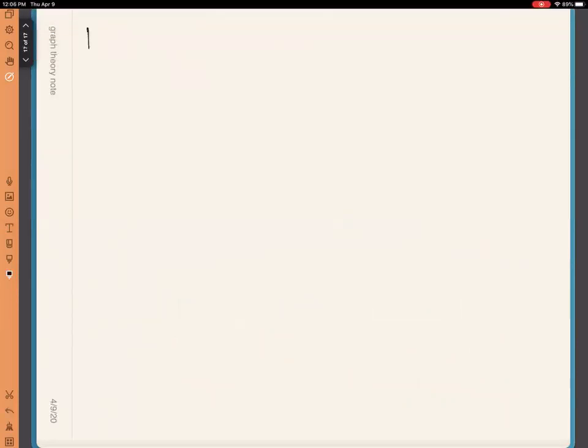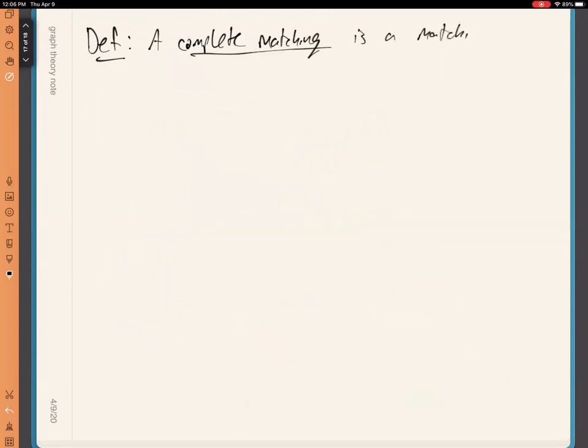Let me just write out that bit of terminology. A complete matching is a matching where every vertex in V1 is matched. And by V1 I mean all the vertices that are on the left part.